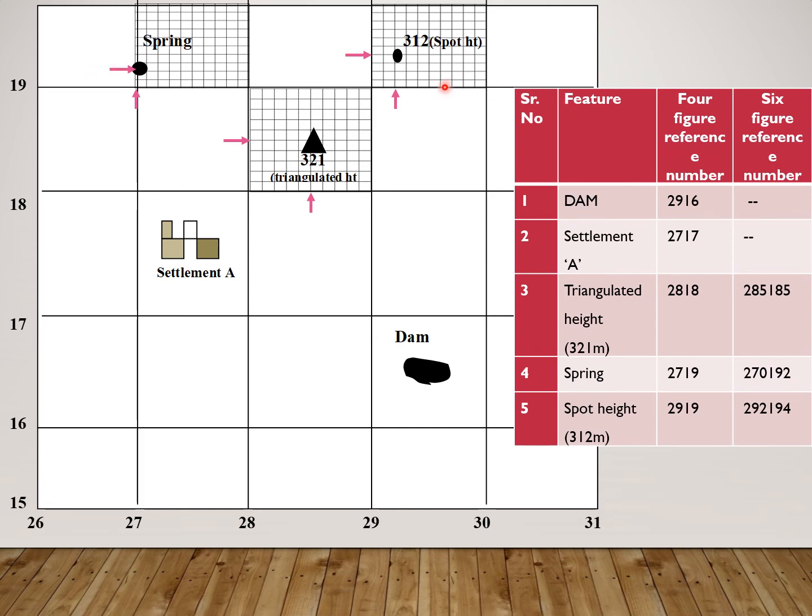Similarly for the spot height, you will see it has crossed the line of 29. So I have written 29, and after 29, it is at the 2nd division. So it is 29 2. After crossing the 19th northing, it is at the 1, 2, 3 and 4th division. The arrow is at the 4th division. So it is 29 2, 19 4.